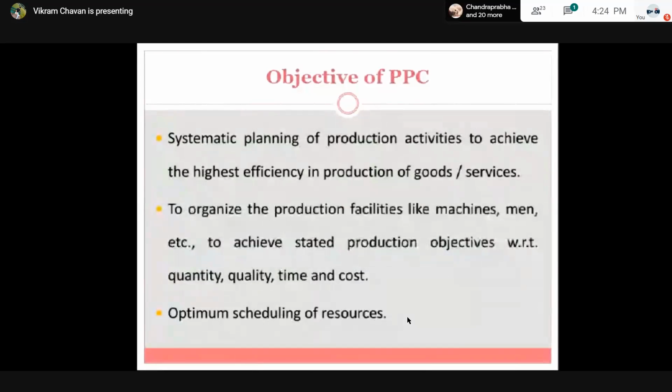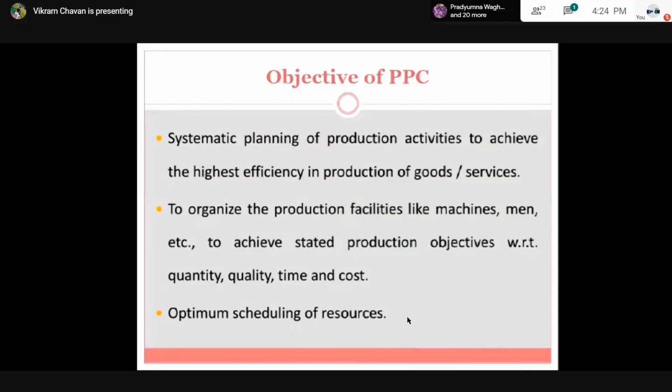Next point is objectives of PPC. You can correlate these objectives with the need of PPC. The systematic planning of production activities to achieve the highest efficiency in production of goods and or services. So the planning is required. The first initial stage is nothing but planning. To start any production, planning is the first priority. Once the planning is done, then one can start the production activity.